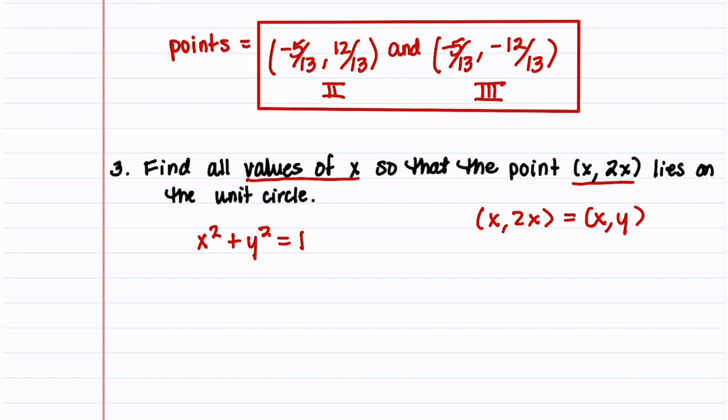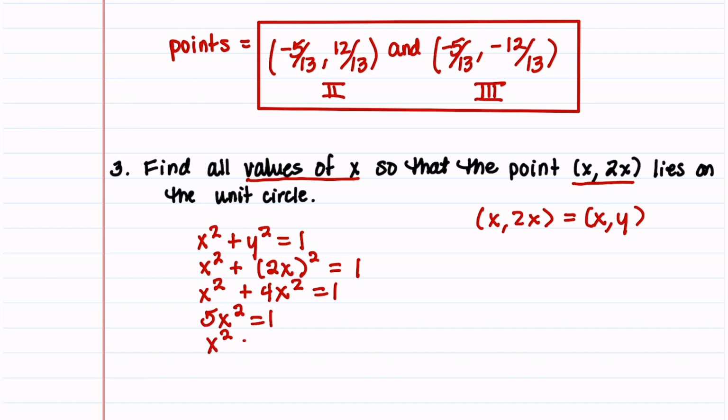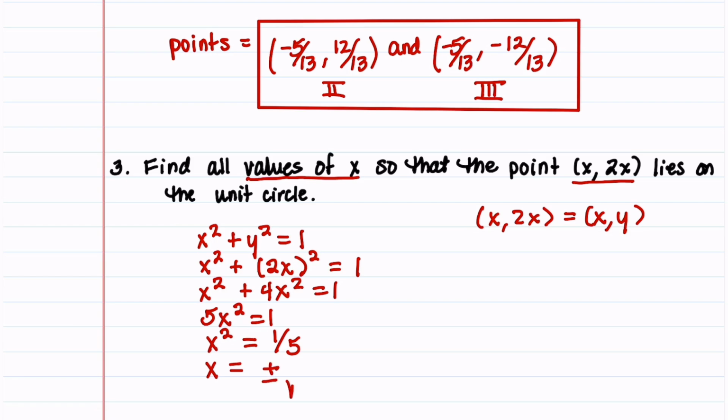Notice that's been the starting point in all three of our problems. Let's plug in now. The x stays as itself, but for y, we're going to plug in 2x. Square that, and that is equal to 1. So let's do some simplification. This is x squared plus 4x squared is equal to 1, so 5x squared is 1. Let's divide both sides of the equation by 5 so we can get x squared by itself. And then we'll take the square root. We have to remember the plus or minus, so x is plus or minus the square root of 1 over 5.